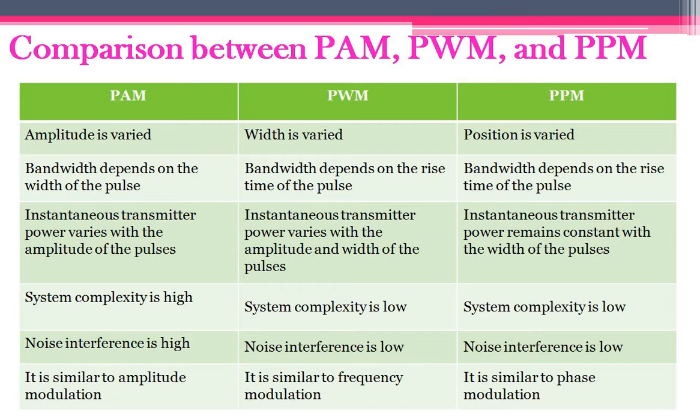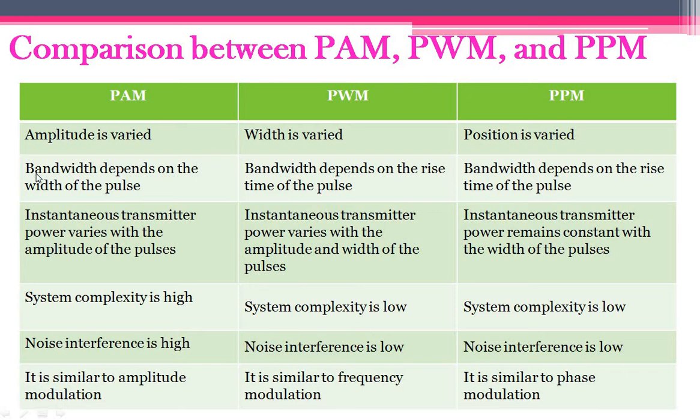Okay, in today's class we'll see the comparison of your PAM, PWM and PPM signals. So what is PAM? Pulse amplitude modulation. PWM is pulse width modulation. PPM is pulse position modulation. In PAM the amplitude is varied, yes or not? Your pulse amplitude is varied in accordance with your message signal. In PWM the width is varied, and in PPM your position is varied.